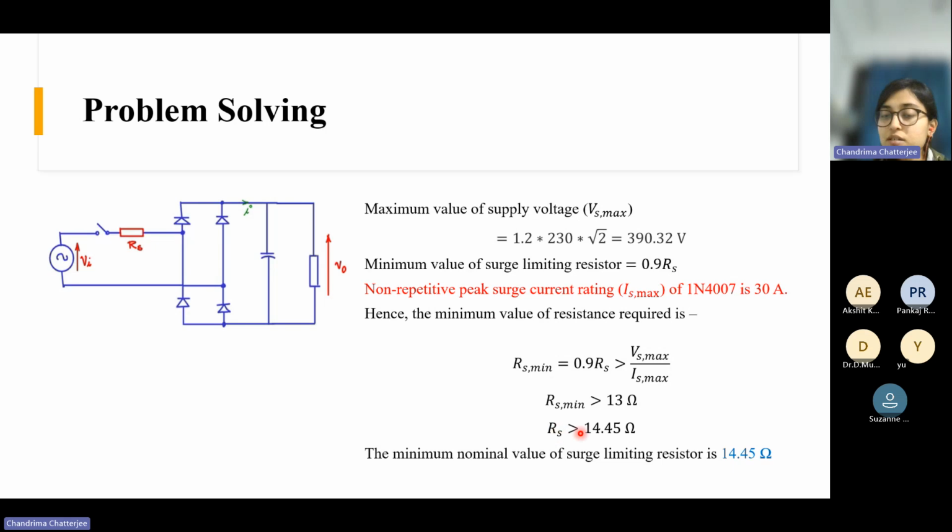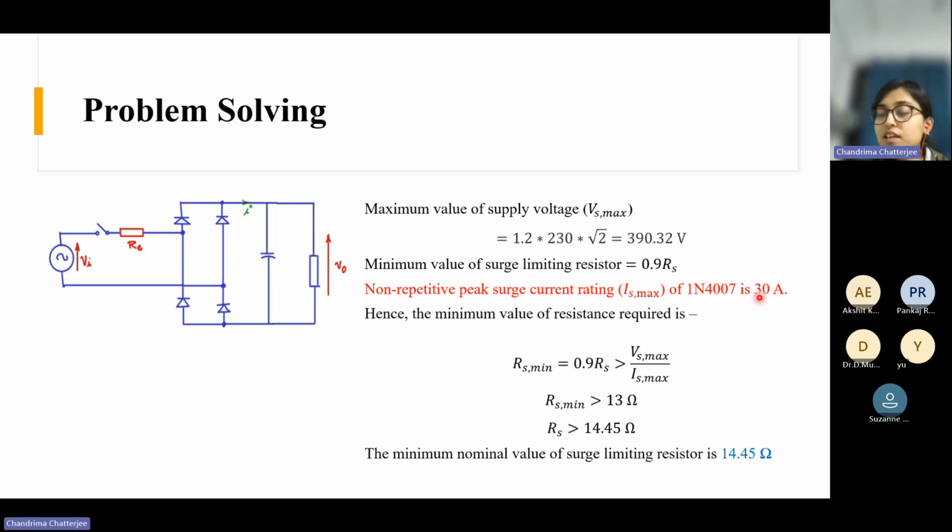And Rs minimum is 0.9 Rs. So Rs is this divided by 0.9, which is 14.45 ohm. So the minimum value of the nominal resistor will be 14.45 ohm. That's how you will have to calculate the surge limiting resistor value.